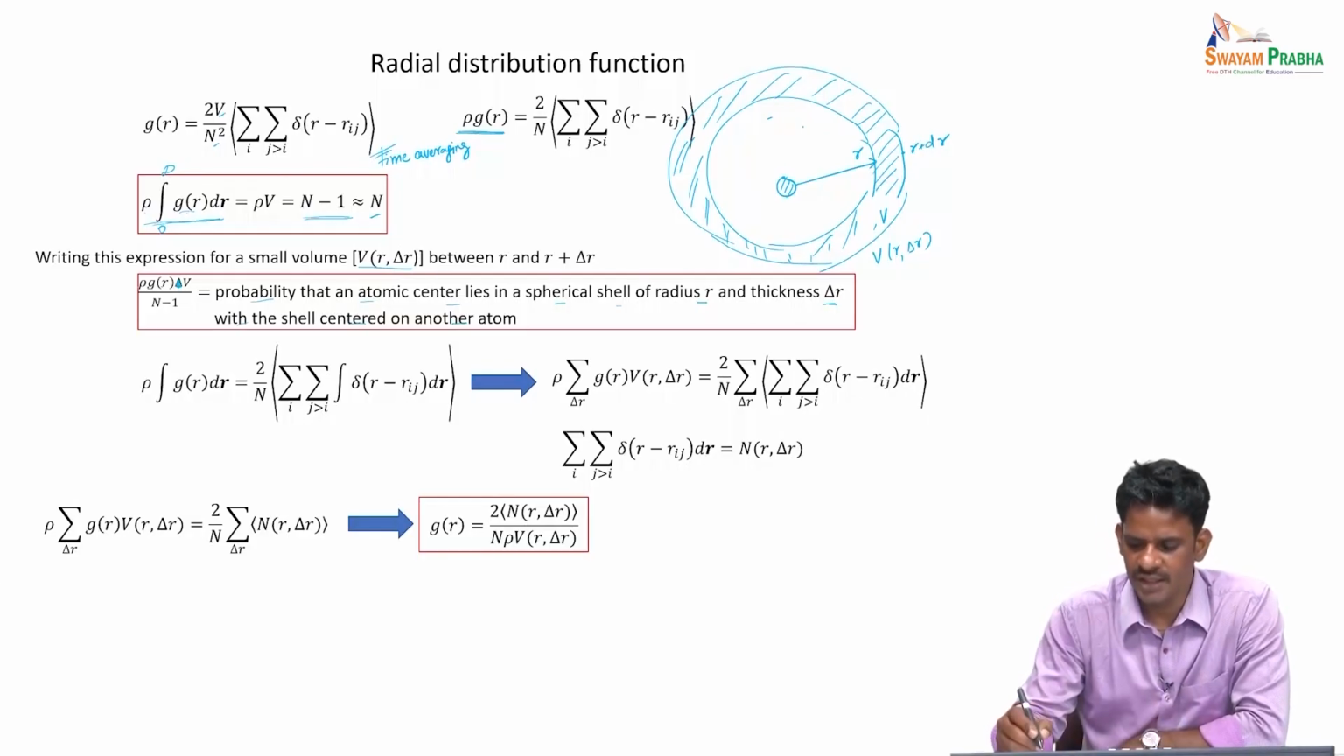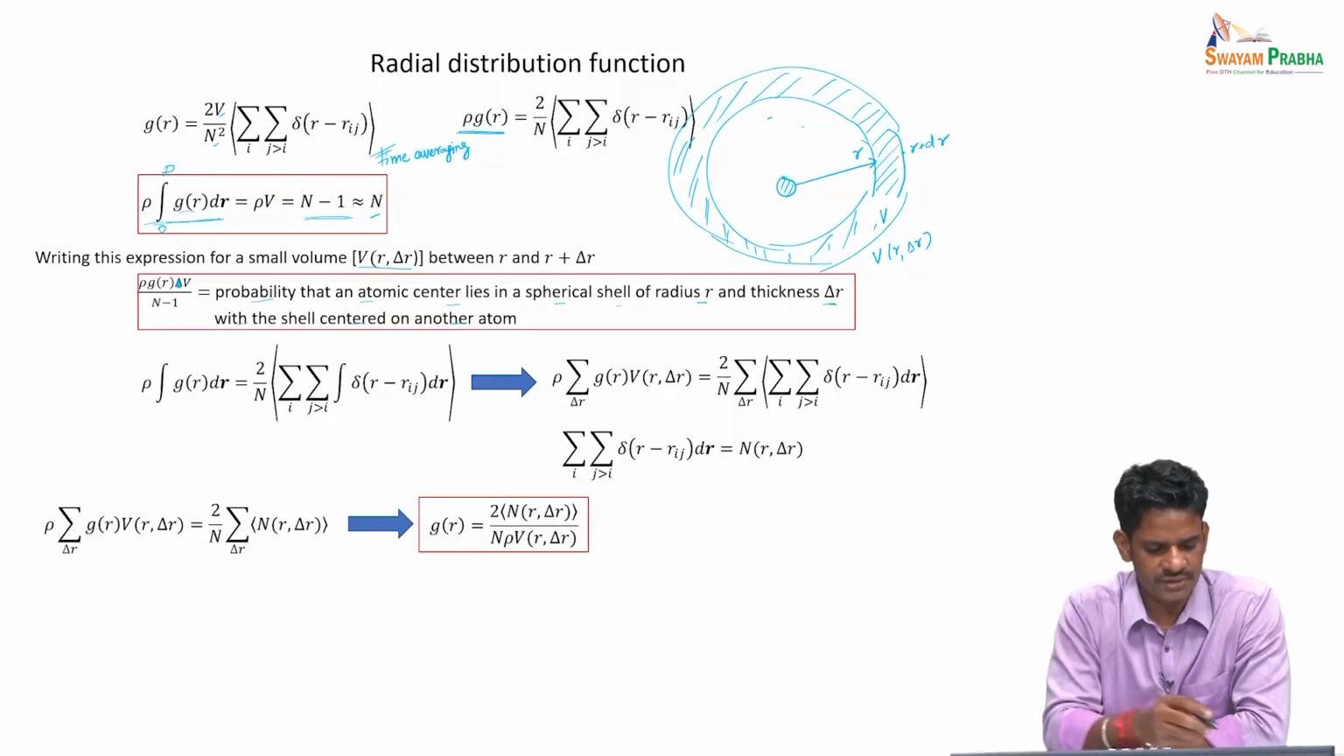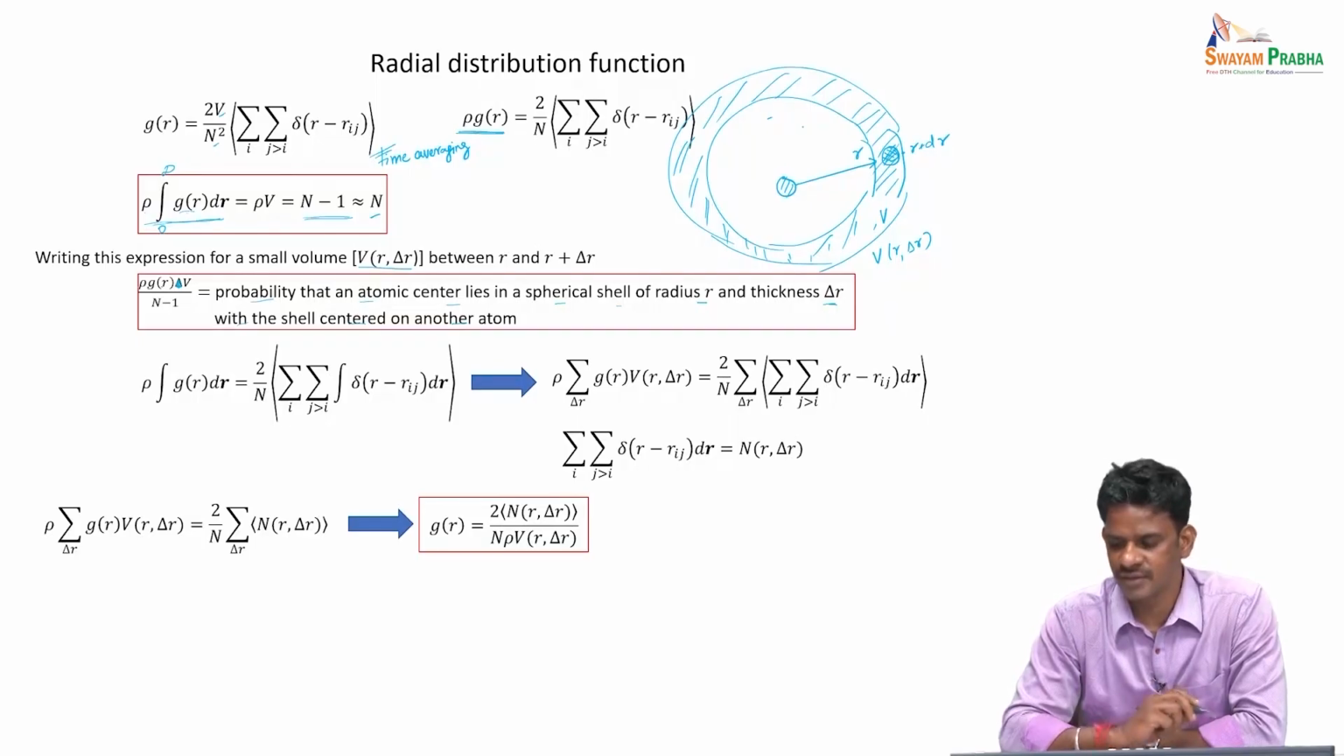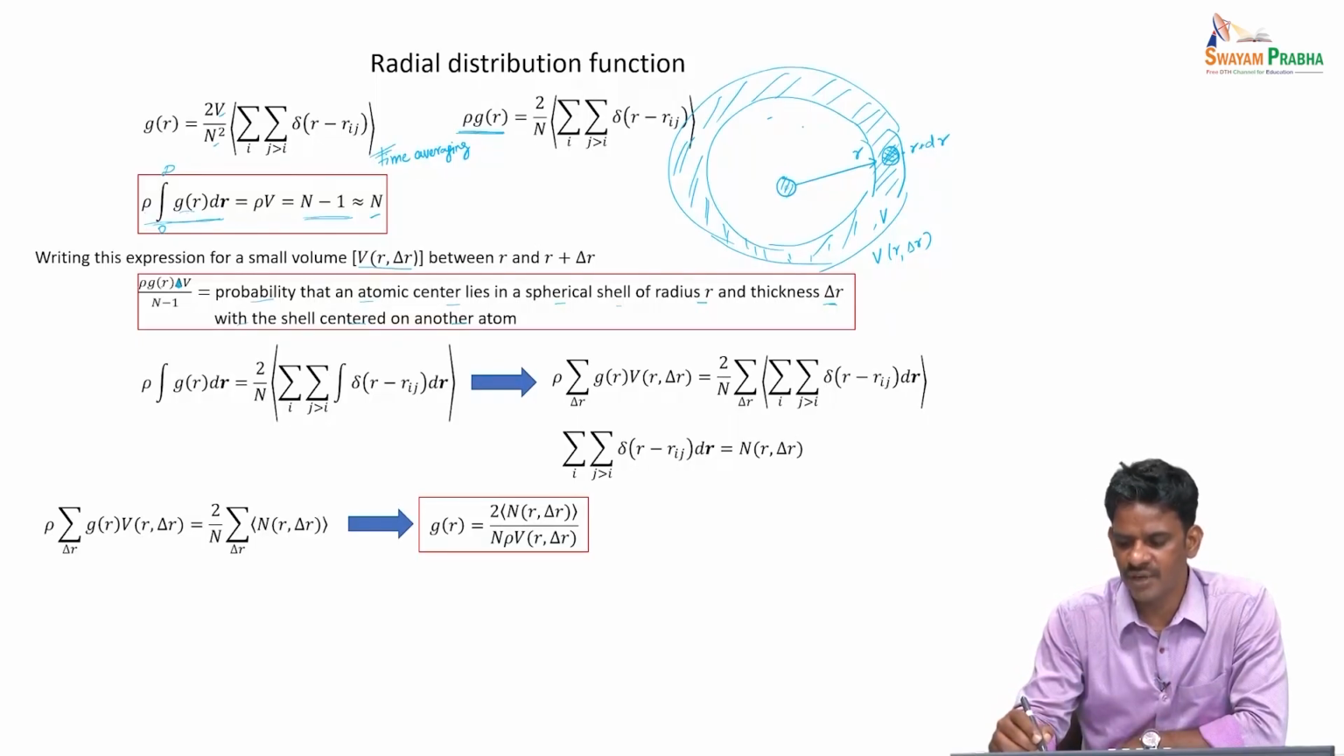Basically, this fraction tells me the probability that an atomic center lies in the shell. You are asking, what is the probability that an atom would be present at a distance r from another particle on which this shell is centered?